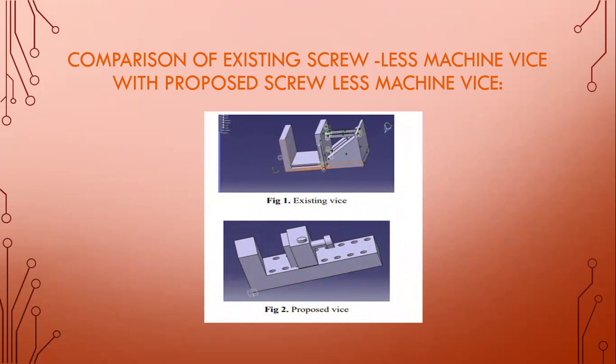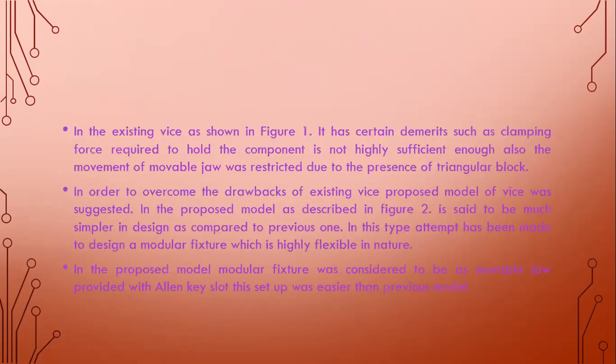So here the relative comparison, merits and disadvantages, everything is given in this slide. Based on this, what are the inferences from figure 1 and figure 2? In the existing design, the very old design as shown in figure 1, it has certain technical demerits such as clamping force requires high holding capacity to tightly connect the jaw between the two gripping ends. But here it is not sufficient enough to hold the jaw.